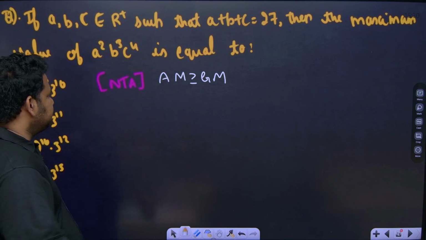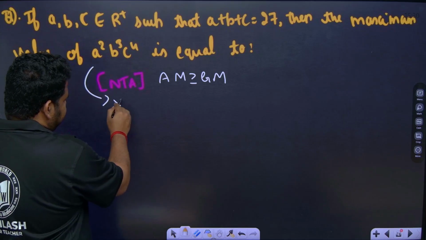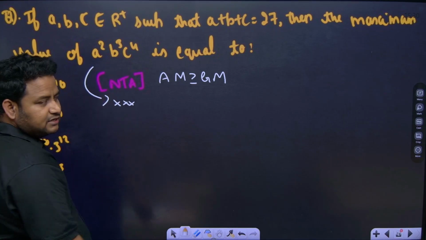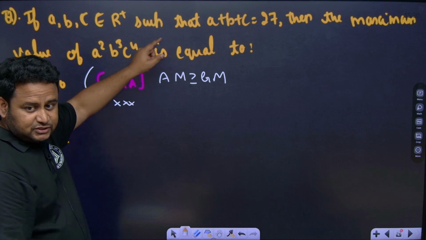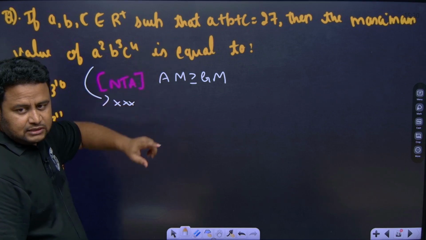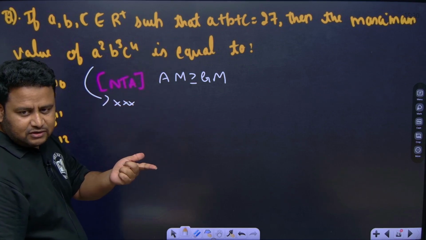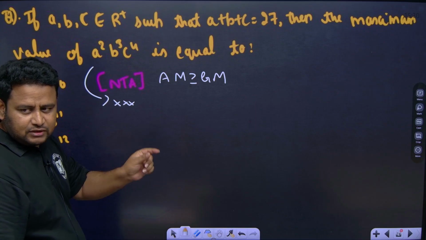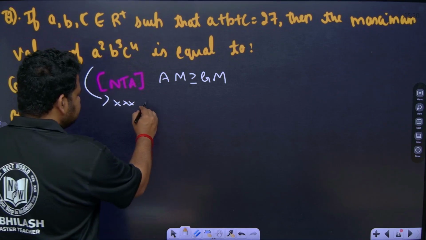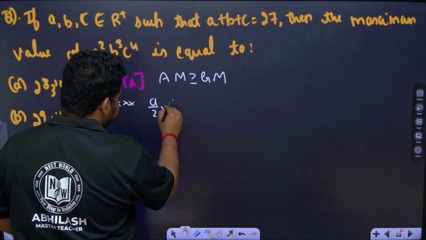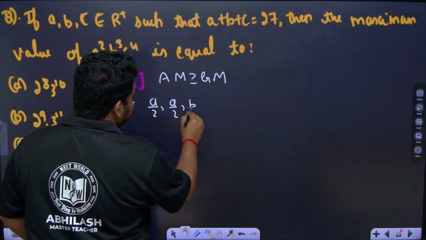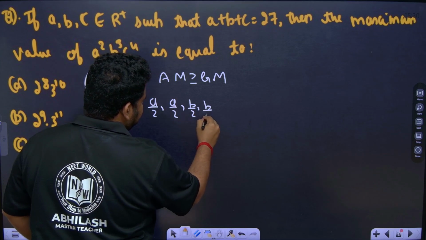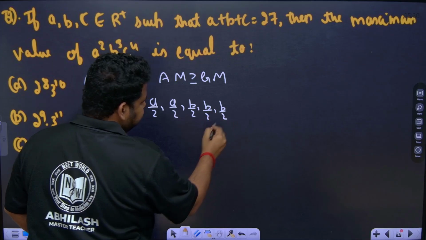So here the most important step will be here. I will take a square, I want to get a square, but at the same time I should get only a. What I can do? Half plus half will be equal to 1, no? So I can write a by 2, a by 2. So the terms can be a by 2, a by 2. And b I can take as b by 3.